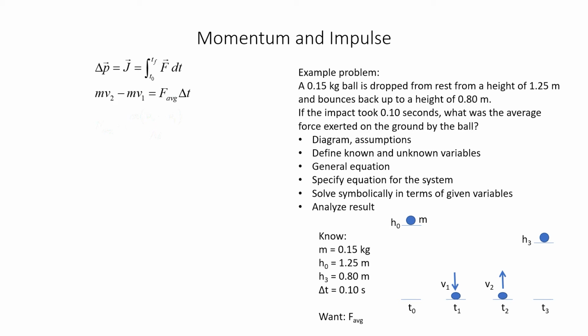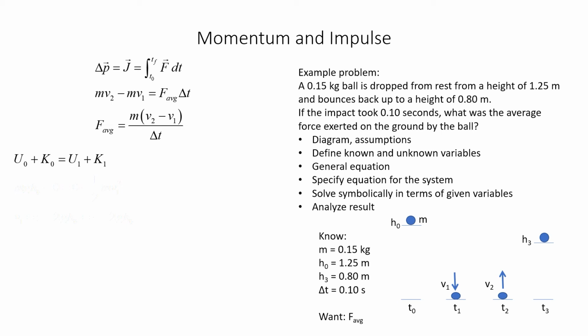We start by specifying the equation to our system, mv2 minus mv1 equals force average times delta t. Pretty simple to solve for the force average equals the mass times v2 minus v1 quantity divided by delta t. We don't know v2 and v1, so we have to find them somehow. We could use either kinematics or a conservation of energy approach. I'll use a conservation of energy approach here.